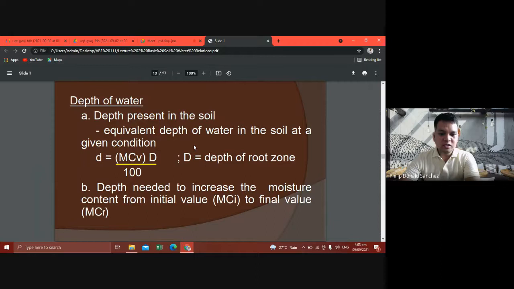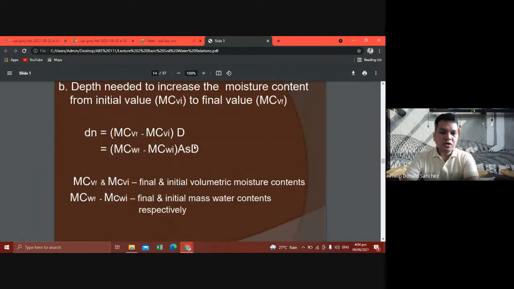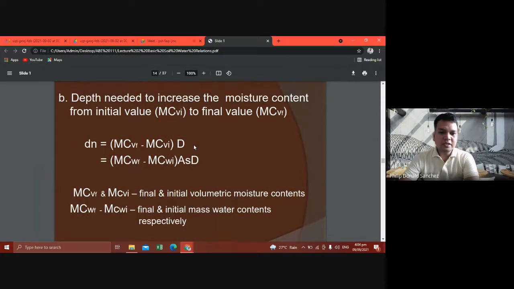So, depth needed to increase the moisture content from initial value to final value. You will use Dn equals moisture content final value minus moisture content initial value times D, or the depth of root zone. Usually in problems, you will be given the depth of root zone and the final moisture content, and you get the initial moisture content. Once you get the initial moisture content, you can solve for Dn, or the depth needed.